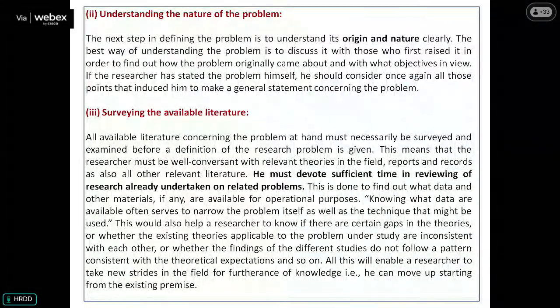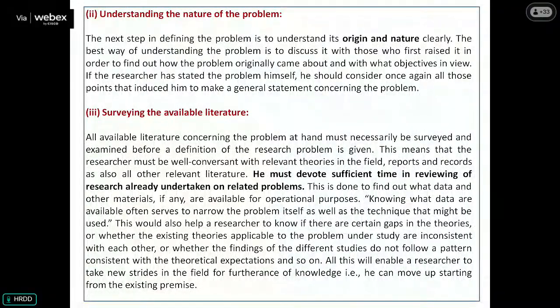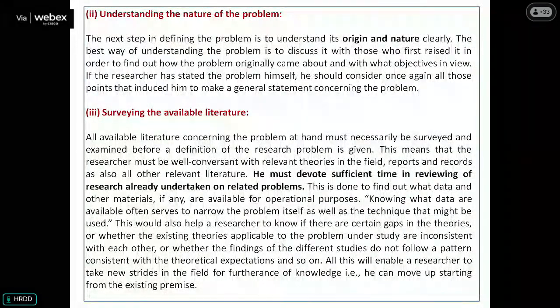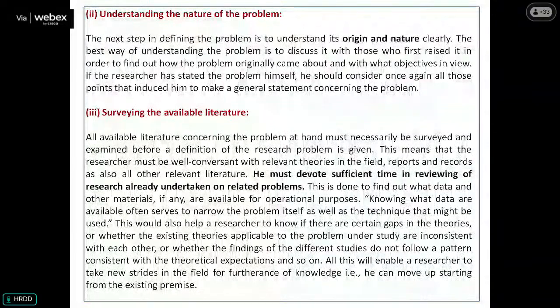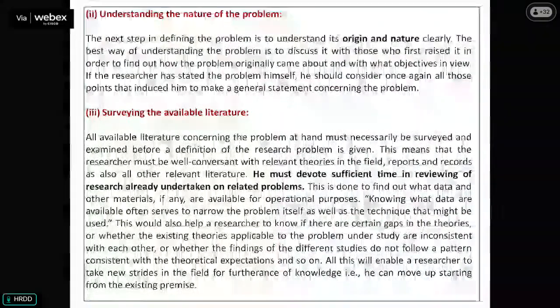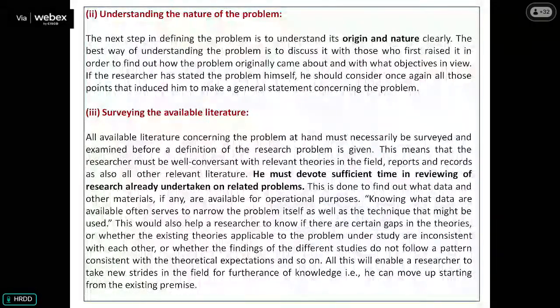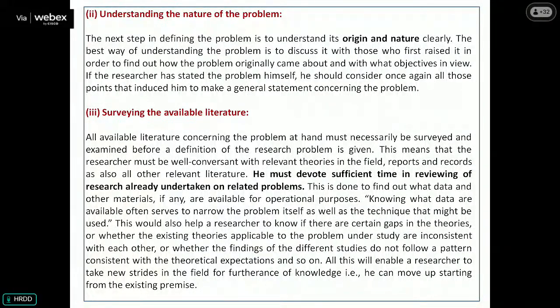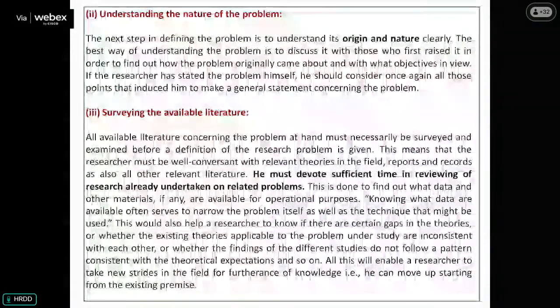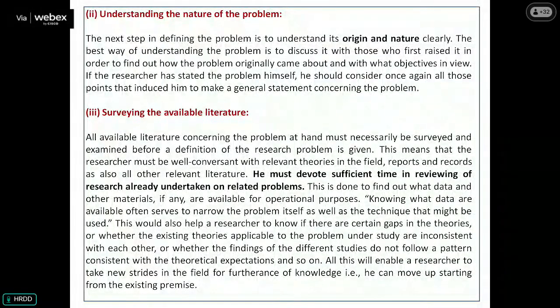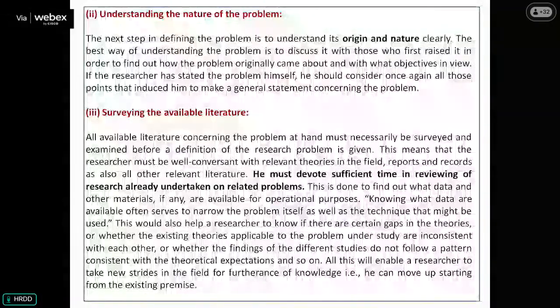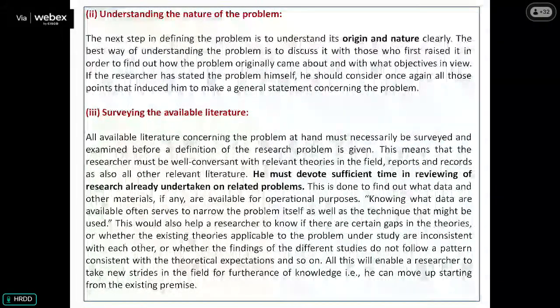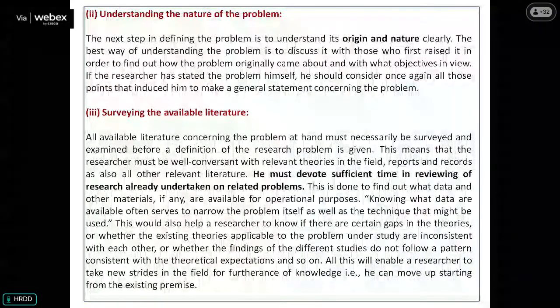Okay. All available literature concerning the problem at hand must necessarily be surveyed and examined before a definition of the research problem is given. This means that the researchers must be well conversant with the relevant theories in the field, reports, and records. He must devote sufficient time to reviewing research already undertaken on related problems. So why is literature survey important? That we'll do later, but you have to devote your time to literature survey. That is clear. After you join, I would suggest that instead of waiting to join, each of you start reading the literature on whatever topics you will undertake, because you have a library.